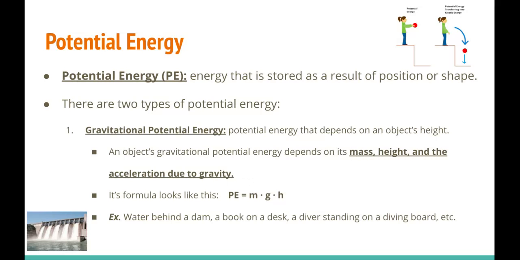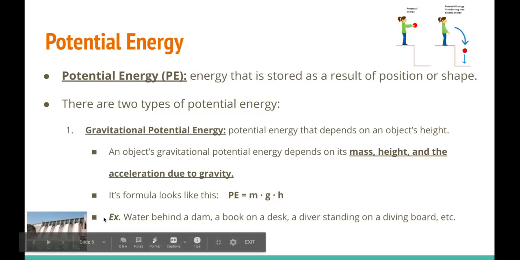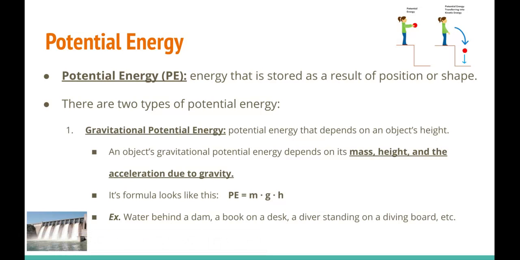Okay. And then as far as examples are concerned, examples would be like water behind a dam, a book on a desk, a diver standing on a diving board. It's an object or thing that's close to an edge or elevated to a certain height, where when they fall, when they are plummeting, there's a particular amount of energy that's going to be released while they're falling. Okay.